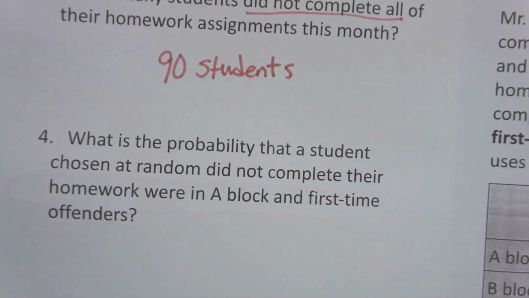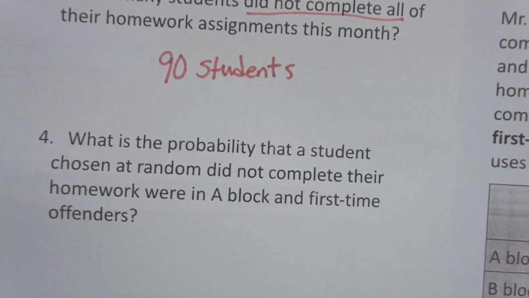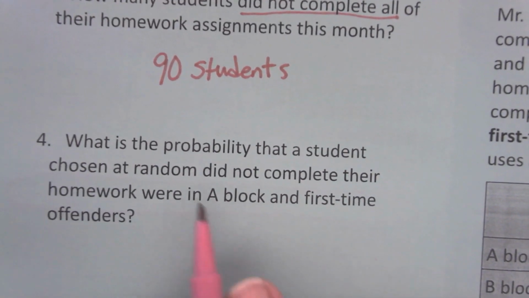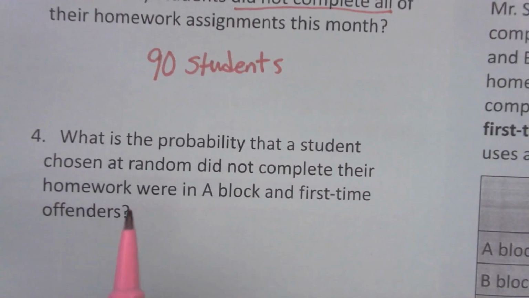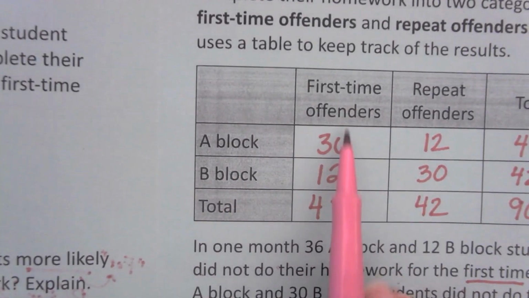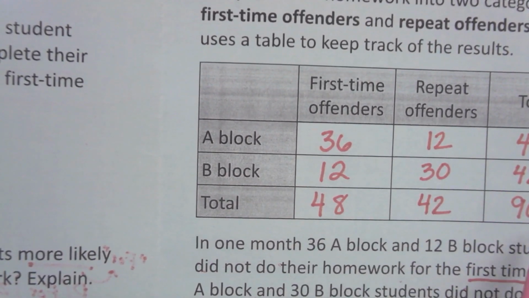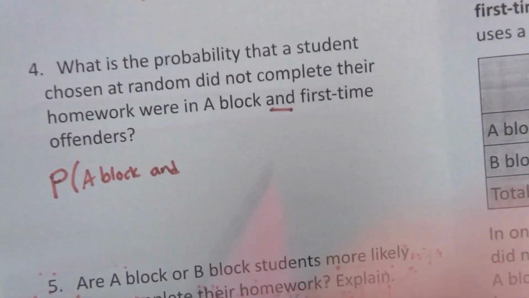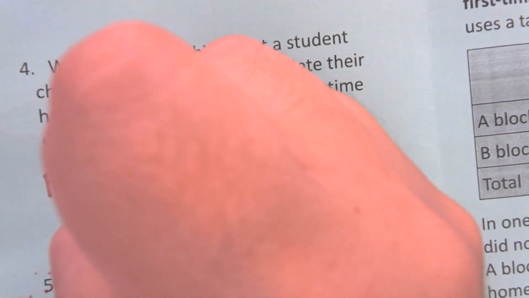What is the probability that a student chosen at random did not complete their homework and they were in A block and a first-time offender? So we're looking at anyone who did not complete their homework, which is everybody in the table, and specifically we want people in A block and that are first-time offenders. So A block and first-time offenders, there are 36 out of everyone in the table, which is 90. So the way we would write our probability notation is probability of A block, and use the word and because they use the word and here. First time offenders, so I'm going to say first time.